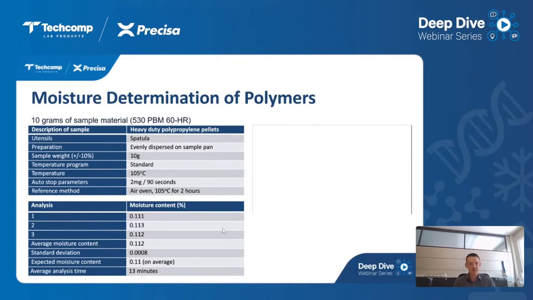You can see the results of the moisture content in the table below, and the average moisture content is very satisfying. It's very close, with 0.112% and a standard deviation of 0.0008. The average analysis time is only 30 minutes, which is only a fraction of the 2 hours with the reference method.